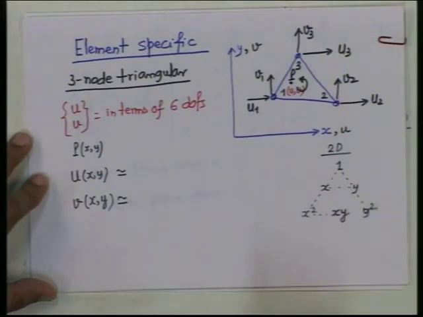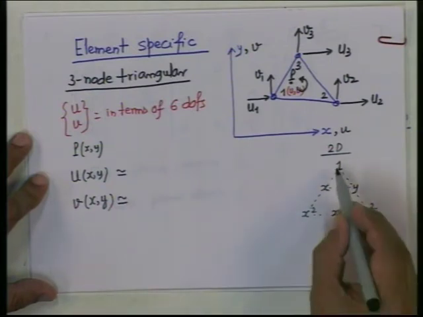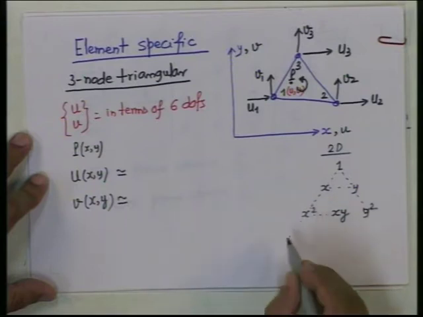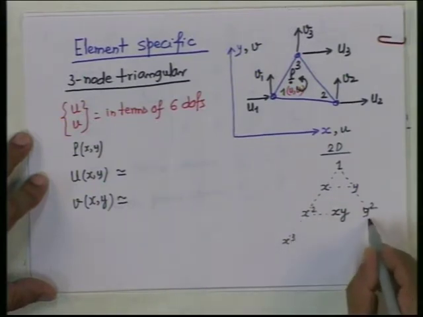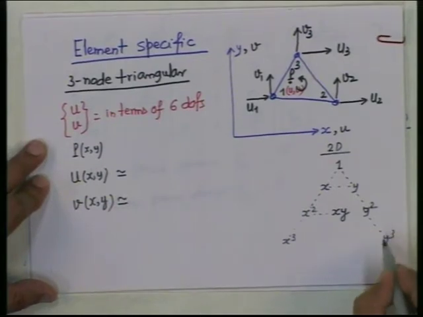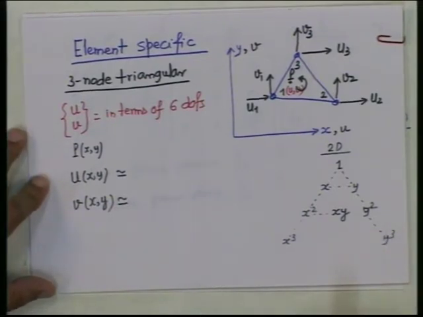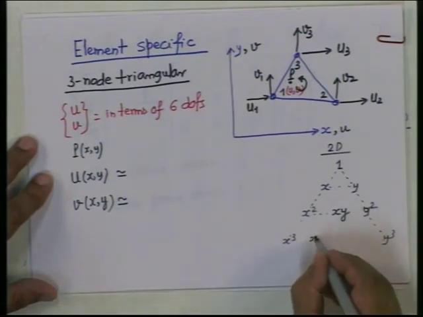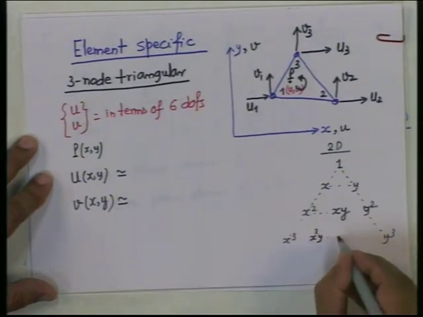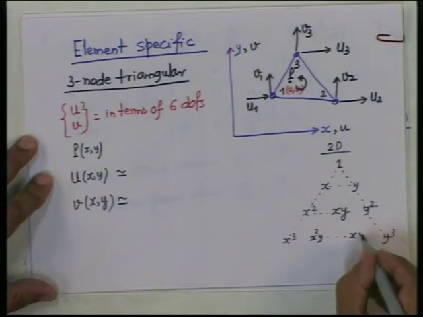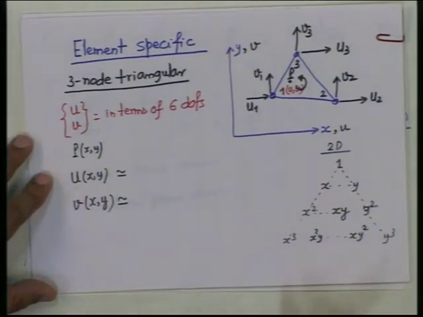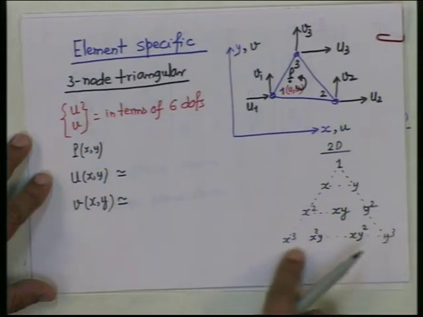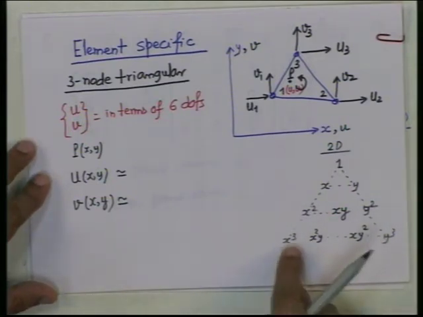In linear, only x and y and a constant. Then you come to cubic: x cube, y cube, and the other products, x square y and x y square. X square y square does not exist, because that is fourth degree. I want only cubic. So I have taken care of all the third degree terms.